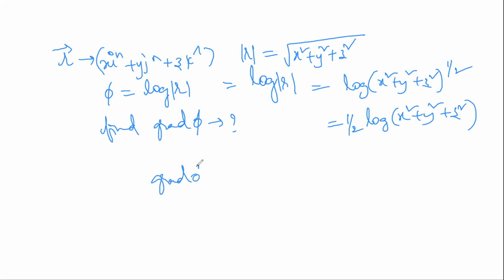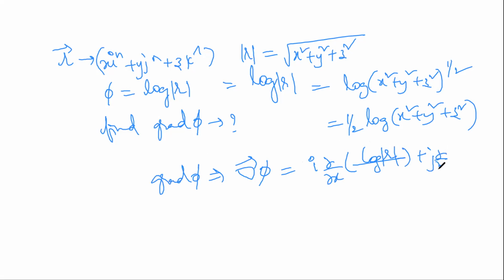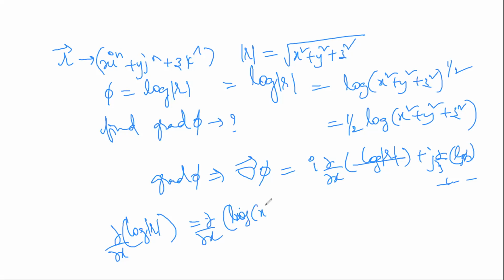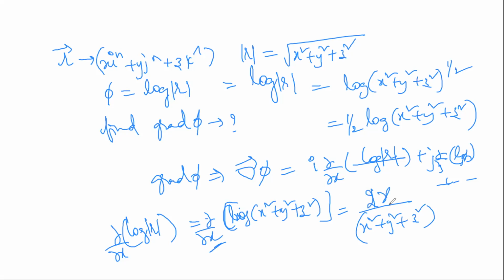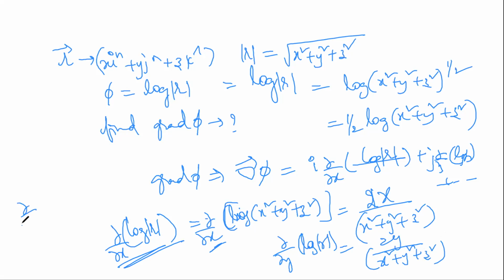Now I want to calculate the gradient of phi, that is grad phi, that is i ∂/∂x of this function log r plus j ∂/∂y of this function again log r and so on. So let me calculate first ∂/∂x of log mod r. So ∂/∂x of half log (x square plus y square plus z square). The differentiation of log x is 1 by x, right? So 1 by (x square plus y square plus z square), but with respect to x, so I get 2x. This is ∂/∂x. Similarly, ∂/∂y of log mod r will be 2y by (x square plus y square plus z square). Similarly, ∂/∂z of log mod r equals 2z by (x square plus y square plus z square), right?